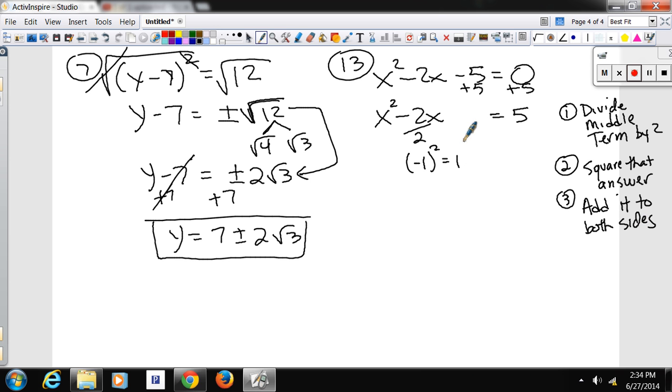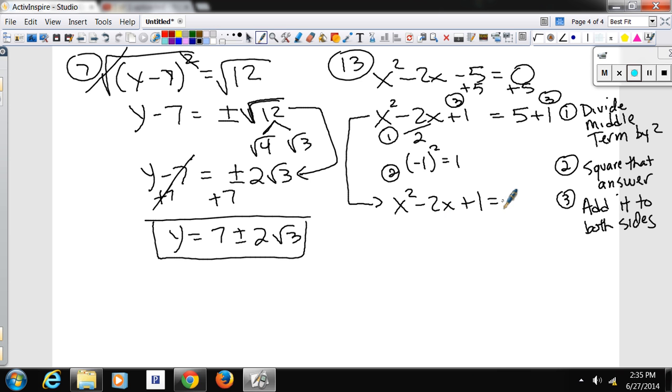So you're going to put a +1 on both sides. So this was step 1, this was step 2, this was step 3, and you've got your completed the square. So let's bring this down. X squared minus 2x plus 1 equals 5 plus 1 together makes 6.